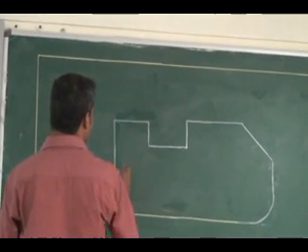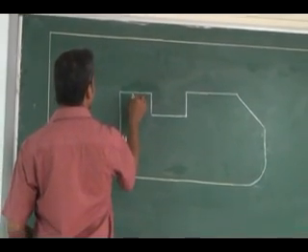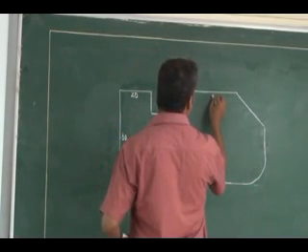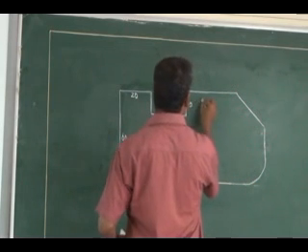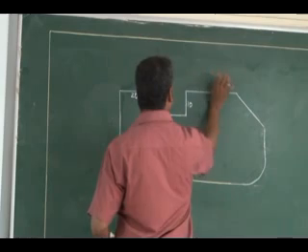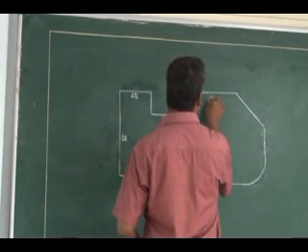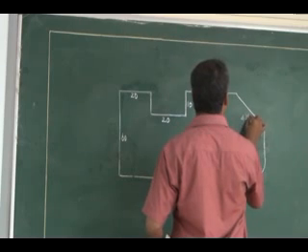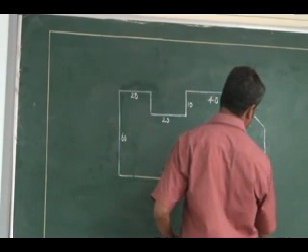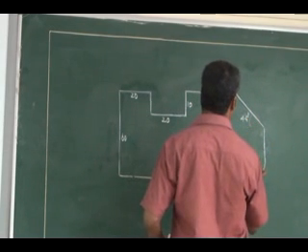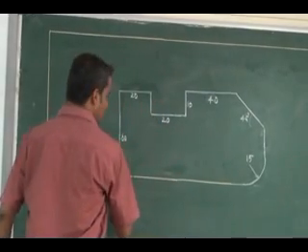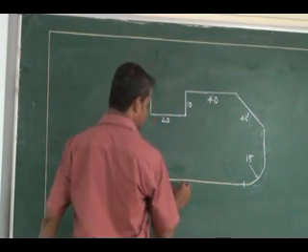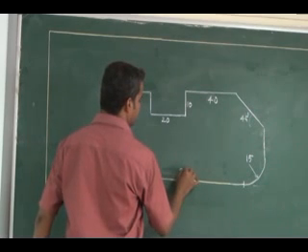This entity is 60. I will give the entity value inside. This is 20. This entity is 20. This is 10. This is 40. And this angle is given as 45 degrees. This radius is given as 15. The overall length, this one total entity, is 85.